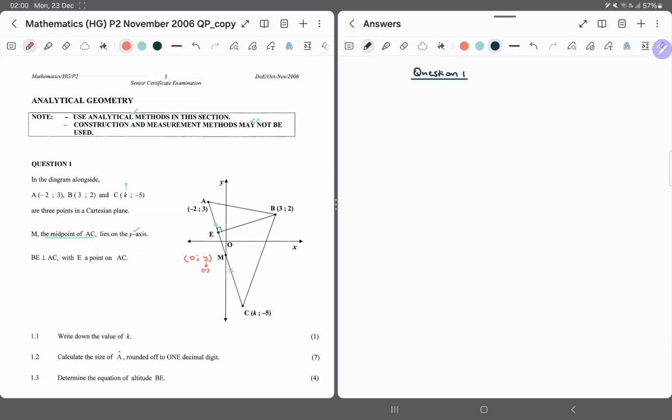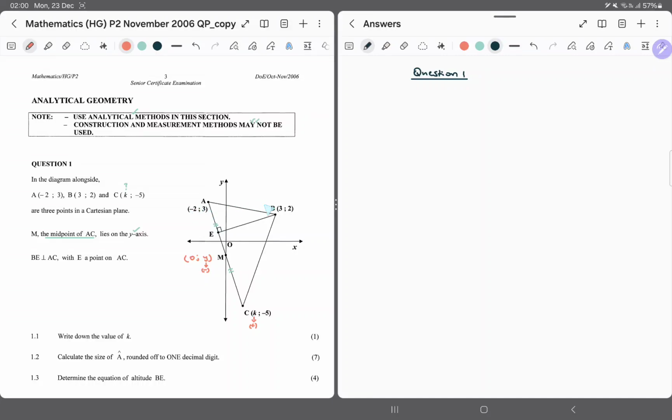That's very important. And then we're told also that BE is perpendicular to AC with point E on AC, so that's fine. That already tells us if we are to look for the equation of this line, we can use the gradient of this line once we know our k. And of course k is an x coordinate, so we expect a positive answer in there. All right, so that's what we can do, guys. This is what we are given. What can we do with it?